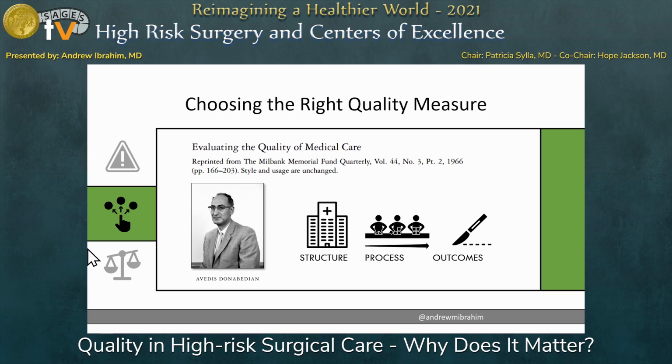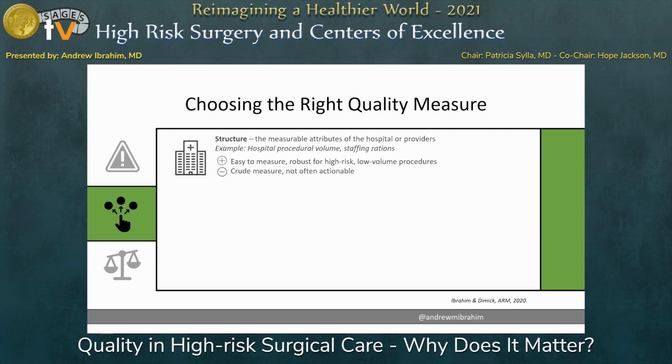And the core of it is he identifies these 3 core ways that we evaluate quality, and they're all directly relevant to our conversation about COEs today, and I'll just give you the highlights of each of them. So the first is structure, and this is probably the lowest hanging fruit, and it's the measurable attributes of hospitals or providers. The most common one that we think about often in pancreatectomy is hospital volume. On the plus side, these are easy to measure and actually have pretty robust relationships for volume outcome relationships in these high-risk procedures, but it's pretty crude, and you can't often change the structure of a hospital or readily change volumes that easily, so it's not perceived as too actionable.